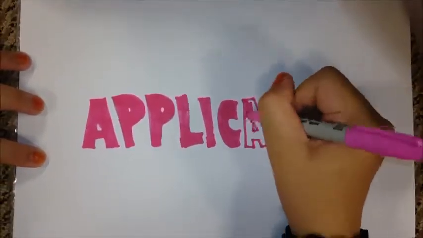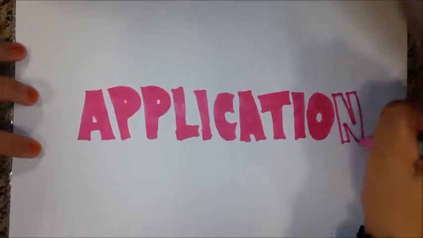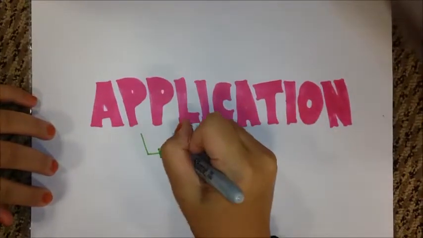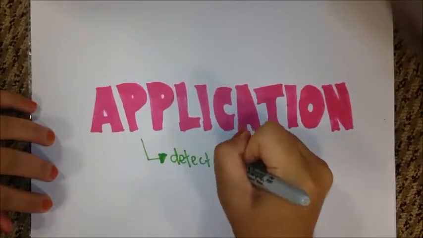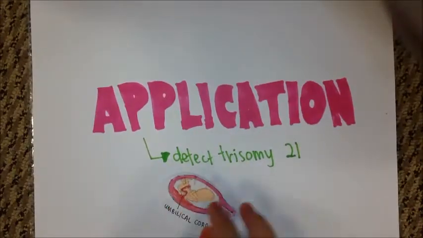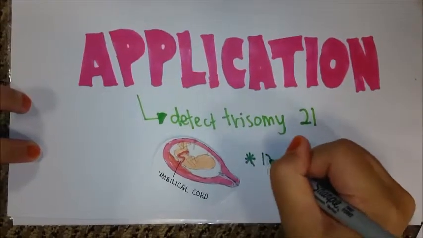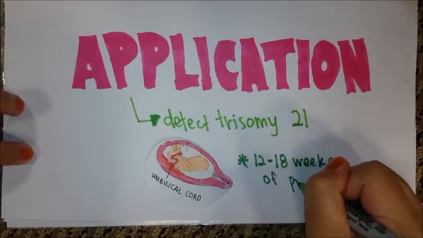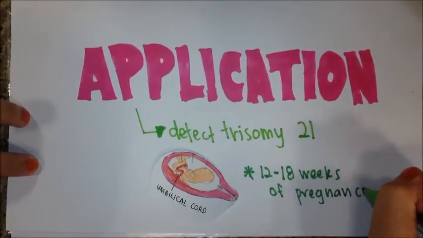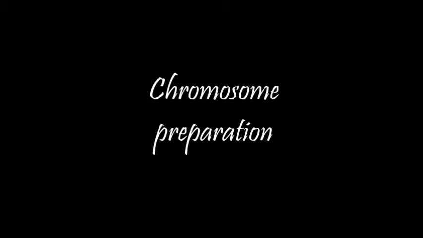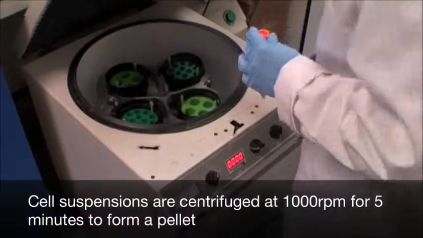You might be wondering what are the applications of the cultured amniocytes. One of the applications is that the cultured amniocytes can be used for the diagnosis of trisomy 21 at around 12 to 18 weeks of pregnancy using amniocentesis technique. However, the diagnosis includes a method called chromosome preparation, and here are the steps involved.